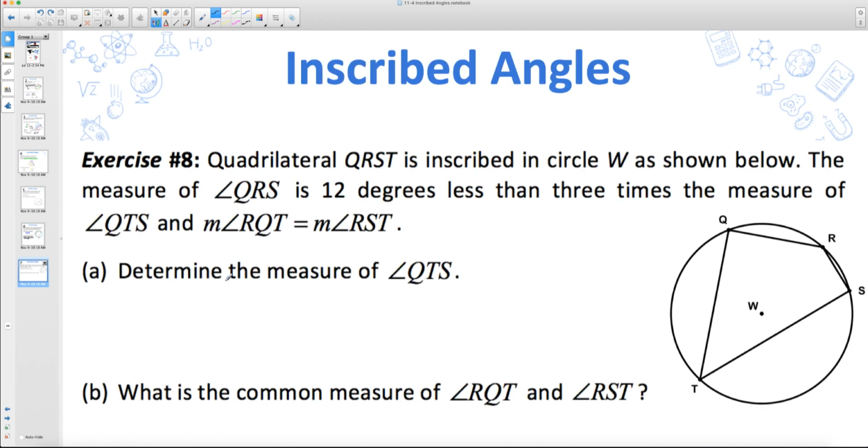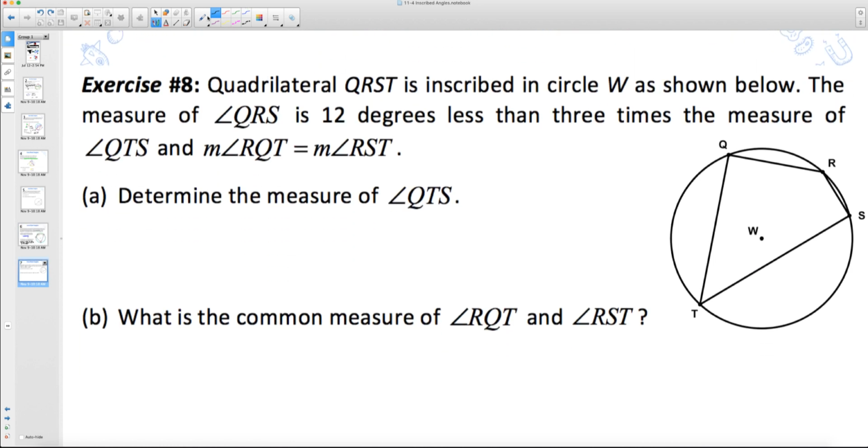Just take a look at one last question dealing with this. So we have quadrilateral QRST inscribed in the circle. So all of our vertices are on the circle. This is inscribed inside, so it's a cyclic quadrilateral. The measure of QRS is 12 degrees less than 3 times the measure of QTS. So I could say QTS is x, and QRS is 12 degrees less than 3 times that. So 3x minus 12 is the measure of QRS. Determine the measure of QTS.